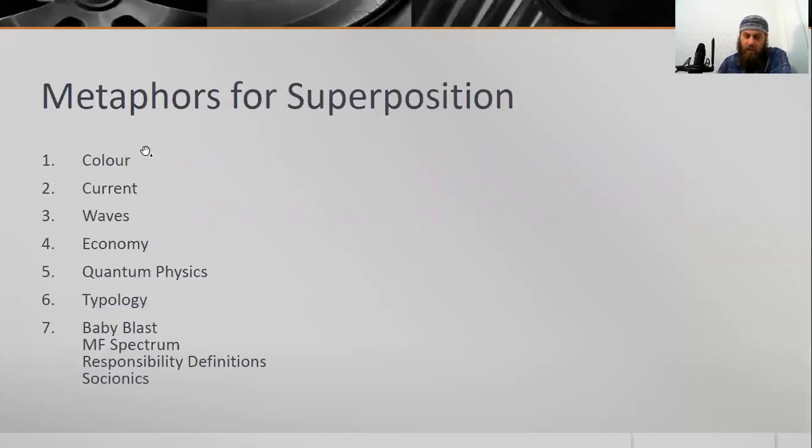At first, I'm going to talk about, I wrote metaphors here. I guess they're not all metaphors. They're all superpositions. The first one is more of a metaphor. Okay, so we have colors, currents, waves, what I saw in the economy, quantum physics, and then what I'm seeing in typology. And then at the end, I have a little bit of a baby blast on three topics here.